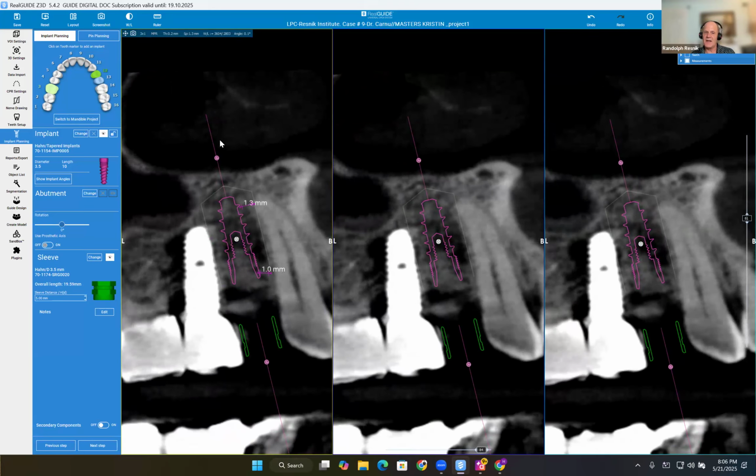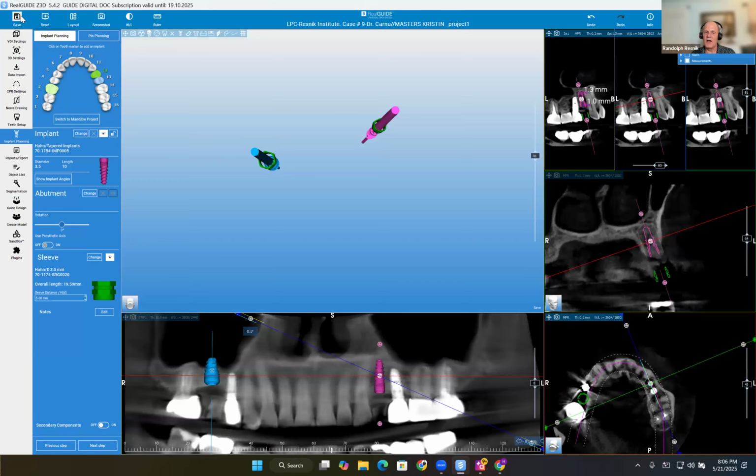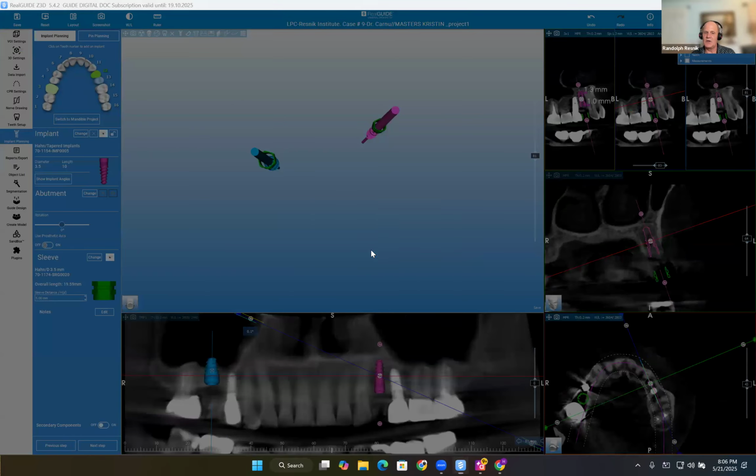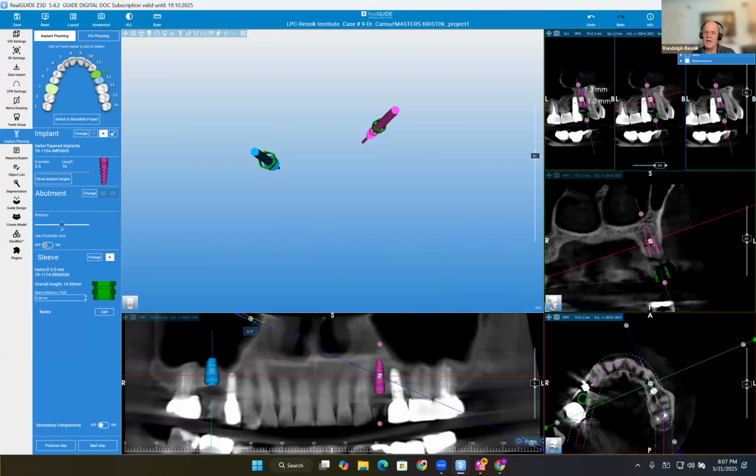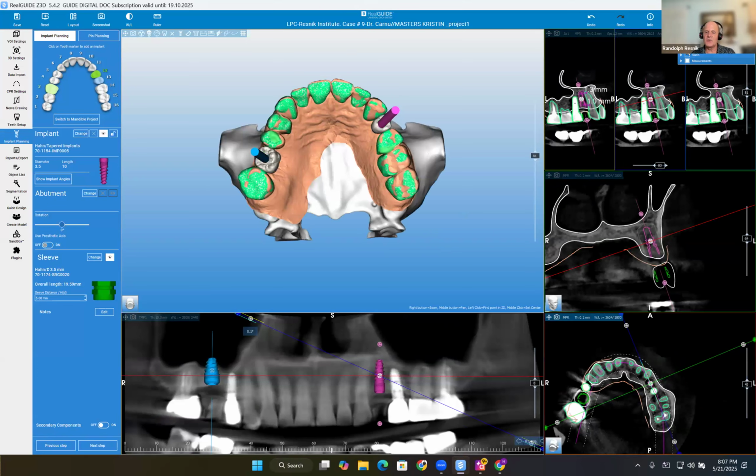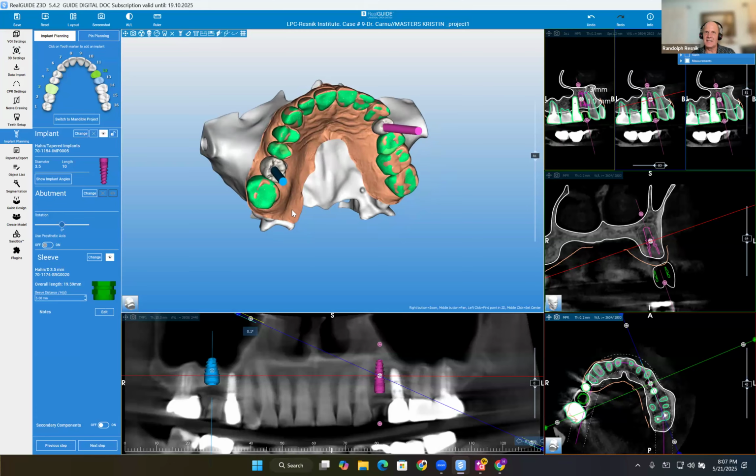Does that make sense, Doc? Yes. Okay, so let him play with that. He doesn't have time now, but he'll play around with that and get it to the ideal position. Okay. And then on the other side, before you do that case, make sure you get in contact with me and I'll walk you through that sinus case.